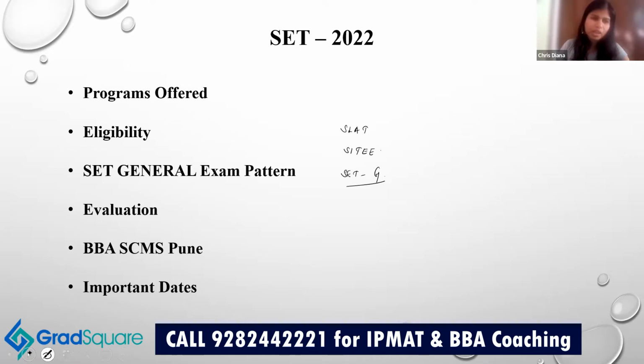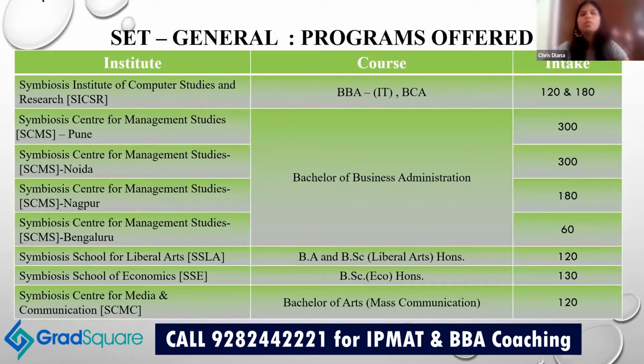Now let's get into detail about what are the institutes that allow you to write this particular exam, and the institutes that actually readily take this score for the applications. There are 8 particular institutes, and the first one is Symbiosis Institute of Computer Science and Research. This provides you with two different kinds of degrees. One is the BBA specialized only in IT and the other degree it provides is your BCA, Bachelor in Computer Applications. The SCMS Pune, Noida, Nagpur and Bengaluru, all of these provide you only with BBA.